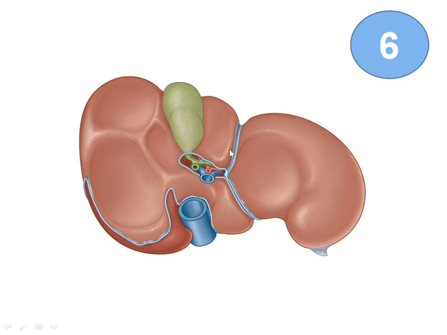We got here fissure for the ligamentum teres, ligamentum venosum, and this one is the inferior vena cava. And this area which is not covered with the peritoneum, that is the bare area.